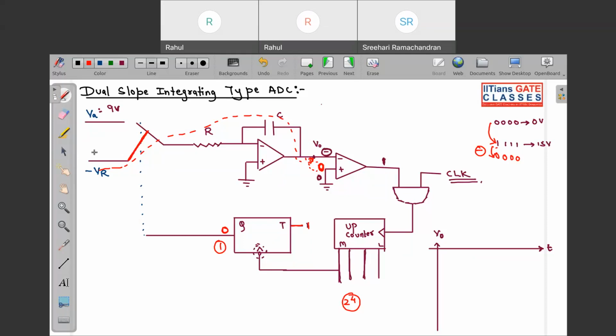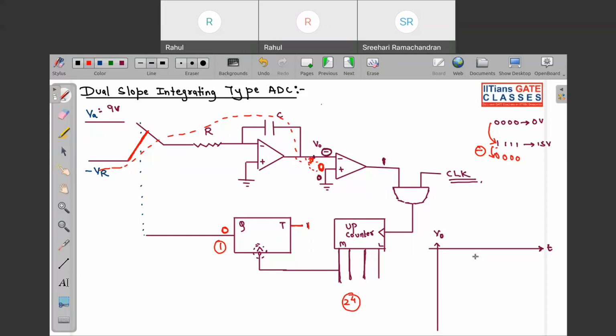Yes, the current will flow in the backward direction, right? Yes, backward direction. Okay, so it will again discharge to minus VR.